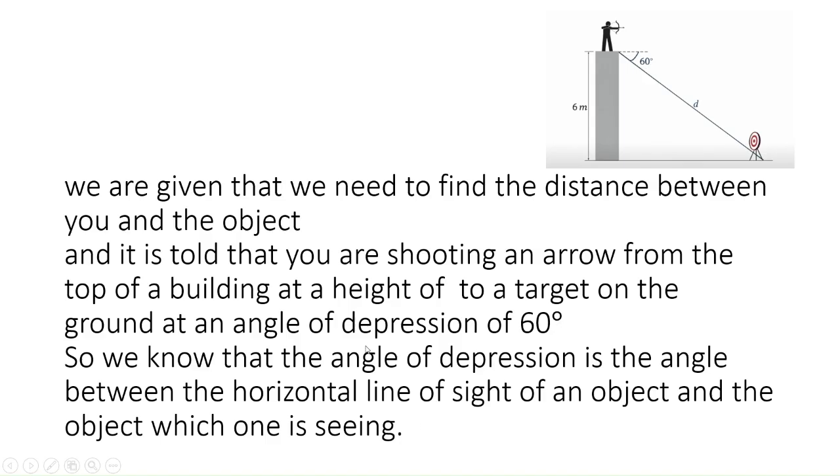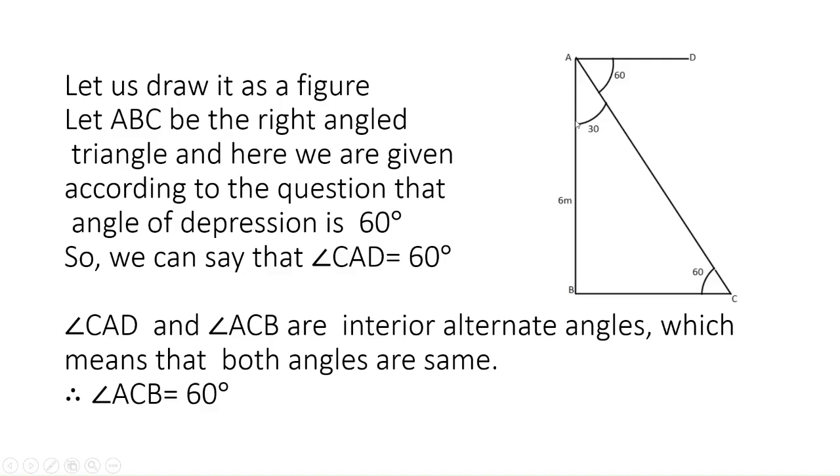We know that the angle of depression is the angle between the horizontal line of sight of an object and the object which one is seeing. So this is the object that one is seeing. That means here you are seeing. So this is the horizontal line. So the angle of depression is nothing but the angle between the horizontal line and the line of sight. Right. Now let us draw it as a figure.